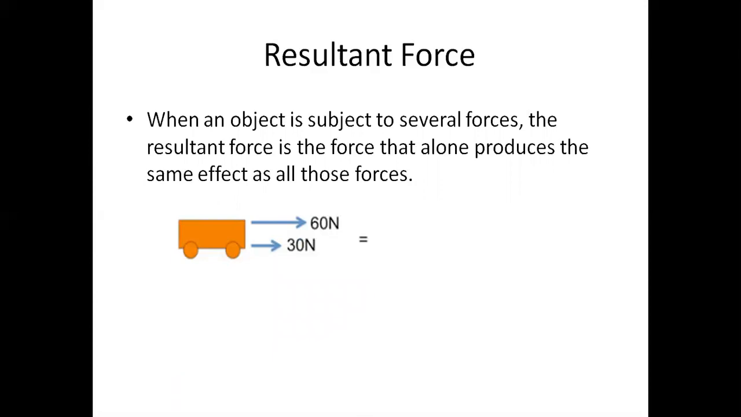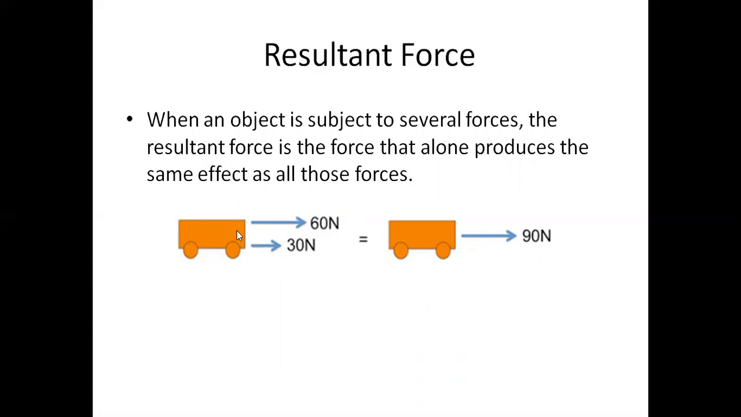For example, see here, there are two forces acting on this trolley. One is 60 newtons, the second one is 30 newtons. If you want to replace these two forces with a single force, what will be the net effect? This trolley will move this side. What will be the net force acting on this one? Because both are acting in the same direction, therefore 60 plus 30, 90. So if you want to replace these two forces with a single force, that will be 90.